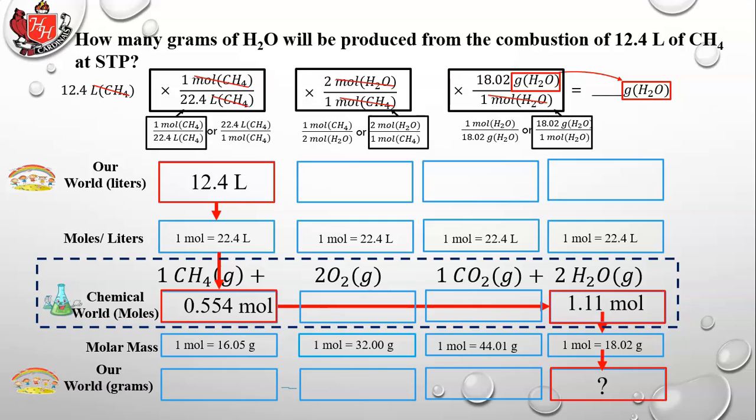So now it's just math. You multiply everything on top: 12.4 times 1 times 2 times 18.02, and then you divide by everything on the bottom: divided by 22.4, divided by 1, divided by 1. And when you do all of that, you get 20.0 grams of H2O. And if you want, you can write it in the box down at the bottom there. You don't have to do that. 20.0 grams of H2O is our final answer.